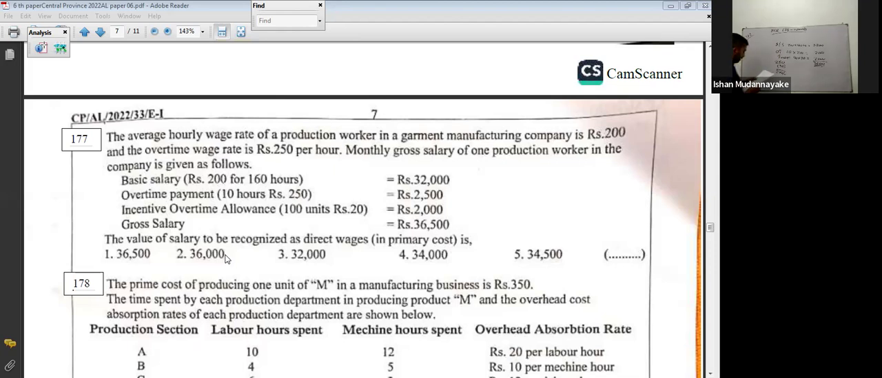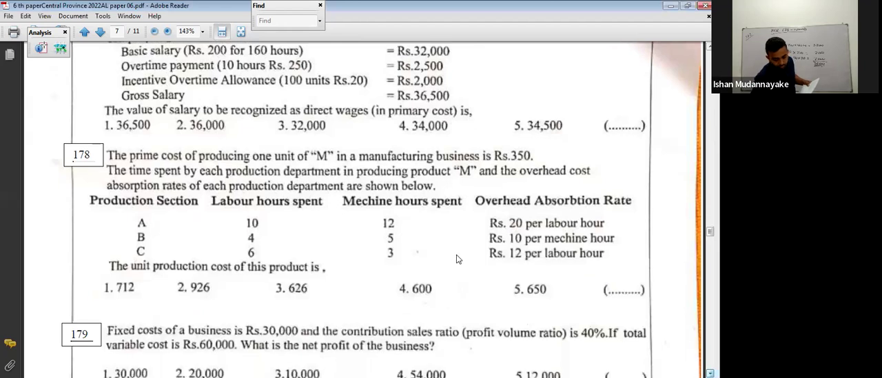Right. Now I look at the next question. Try to get the answer for question 178.